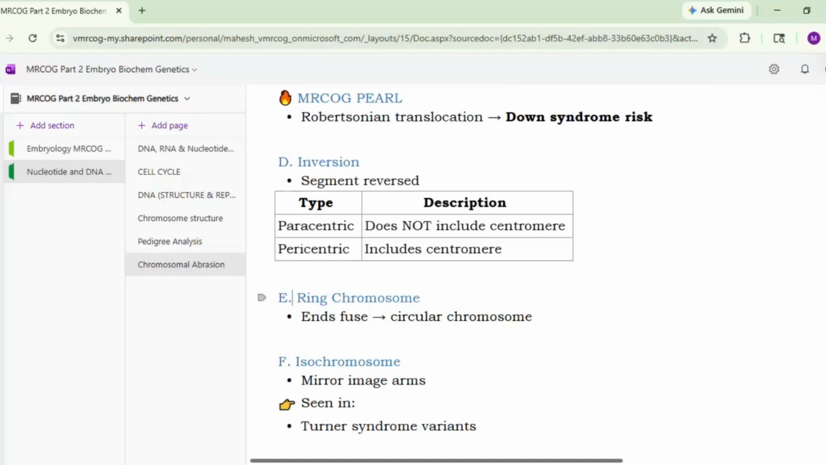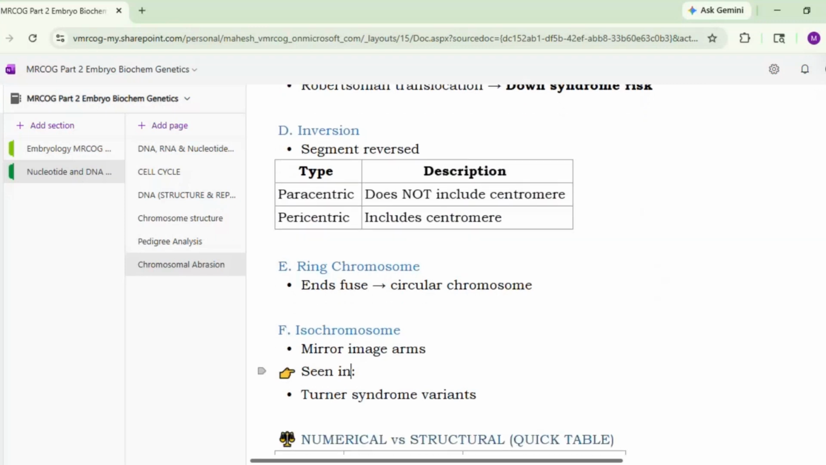Then next is a ring chromosome, where the ends of the chromosome fuse and lead to a circular chromosome. The next aberration is an isochromosome, that is mirror image arms. It is seen in some Turner syndrome variants. That is isochromosomes.